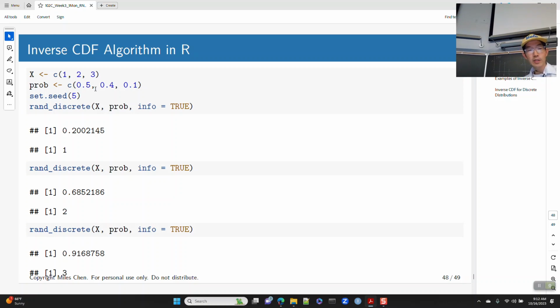And so I can do this. I can say, all right, give me some random numbers. So if I say set seed 5, the first value it generates, u, is 0.2 and it kicks out a 1. The next value it generates is 0.685, it kicks out a 2. The next value it generates is 0.9168 and it kicks out a 3. So this seems to be working.